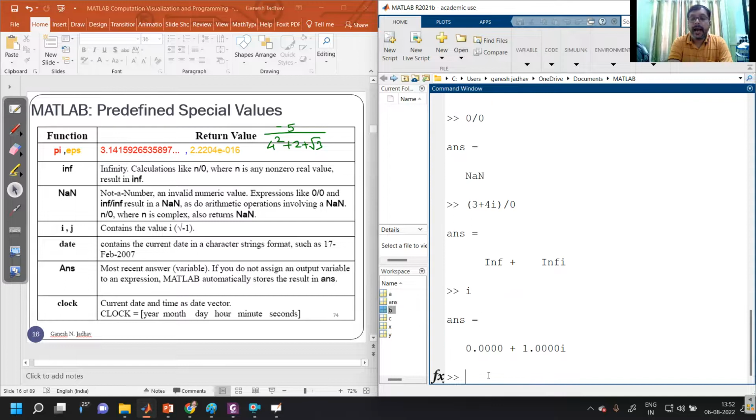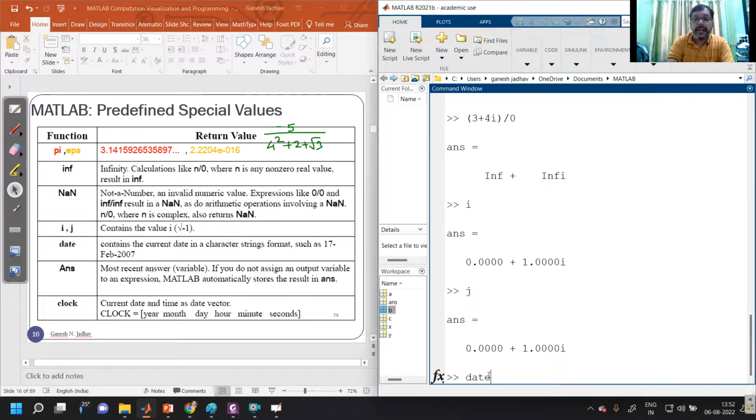If I type i, it will display the value of i as 0 + 1i. If we type j, it will display j. So never use i and j for looping. Whenever you start looping, don't use i and j for the looping, because i and j are assigned for the complex number. As far as possible, don't use i and j for looping or assigning another variable, because i and j are internally defined for the complex number.